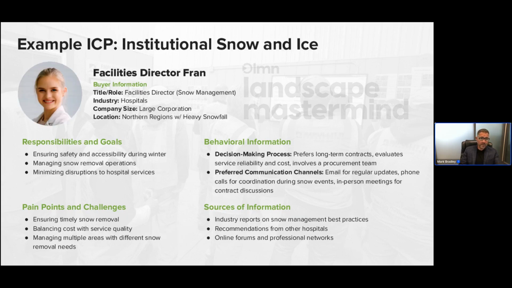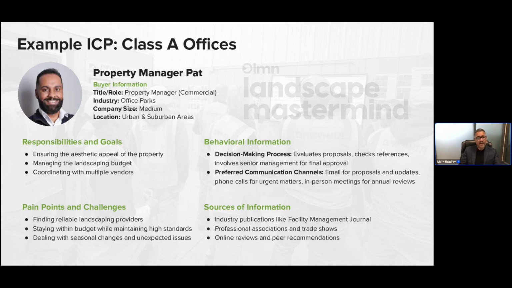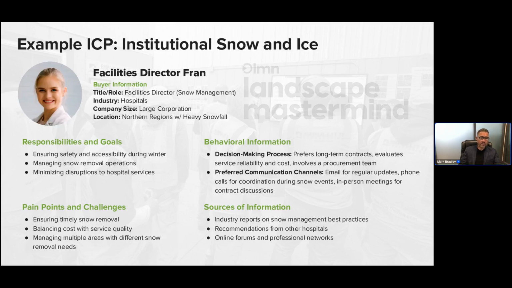So another example here is institutional snow and ice. So here you can see this is Class A office property manager, a little bit different set of issues than maybe an institutional snow and ice manager. So this could be a facilities manager or a director of facilities at a hospital, for example. Now, if we're going to go and try to get 15 or 20 hospitals to do snow management for, or this could be year-round landscape maintenance, we want to really understand what the typical titles are going to be like, so we reach out to the right people.